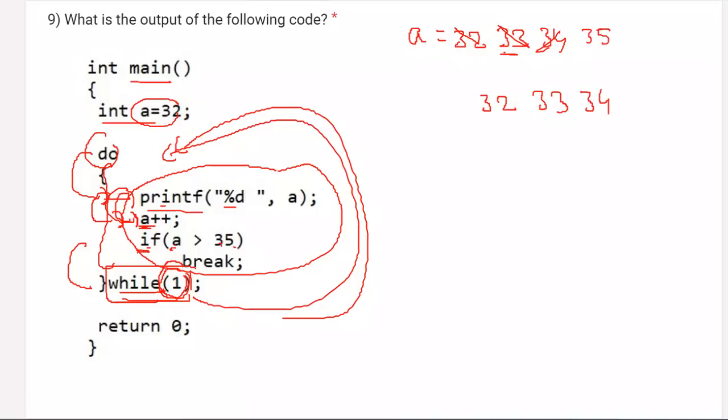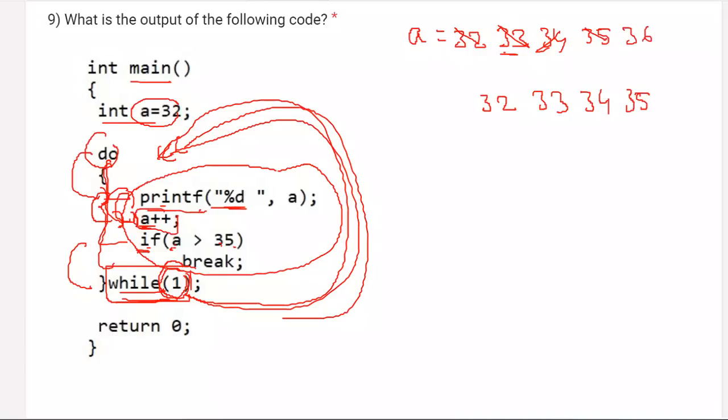Again, if 35 is greater than 35, no. 35 is not greater than 35. Again, you are coming to the while loop. Again, you are coming into this part. Again, you are printing the value of A. It is 35. Again, now A++.